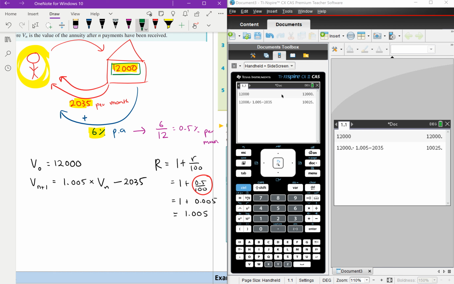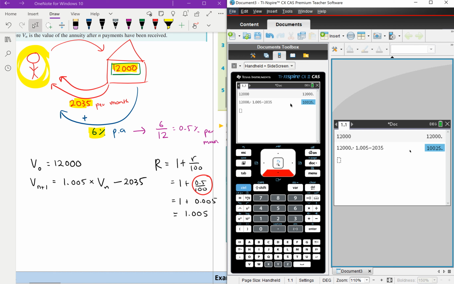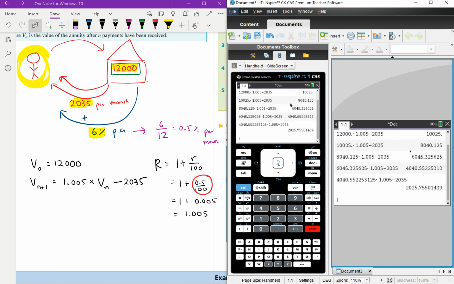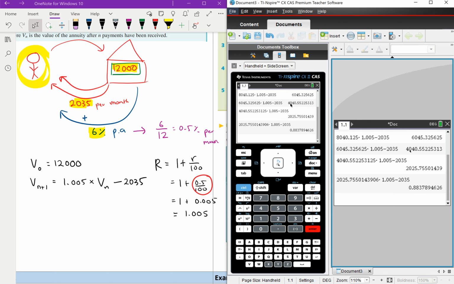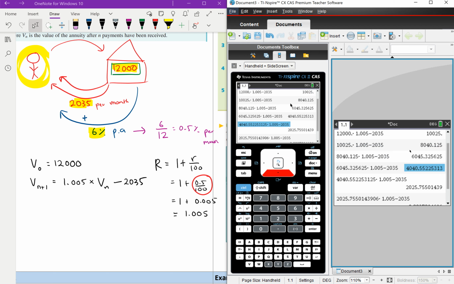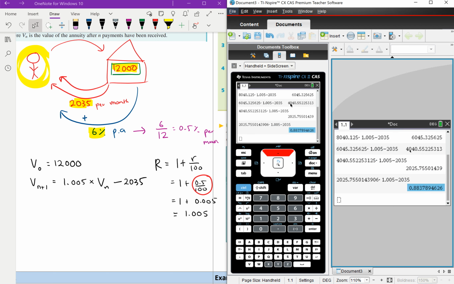So you can see after 1 month, that's how much you have left over. If we continue the pattern in the recurrence formula, after 2 months, after 3 months, after 4 months, after 5 months, they're returning your money, and they've got $2,025 left. How many months is that? That's 1, 2, 3, 4, 5, 6. After 6 months, clearly there's still 88 cents left that they still owe you.